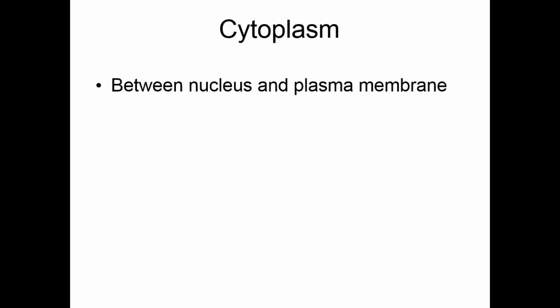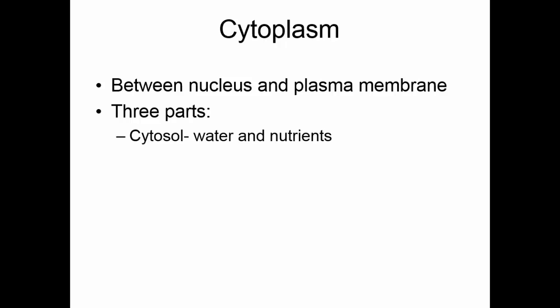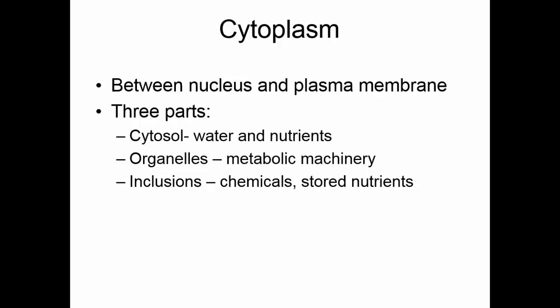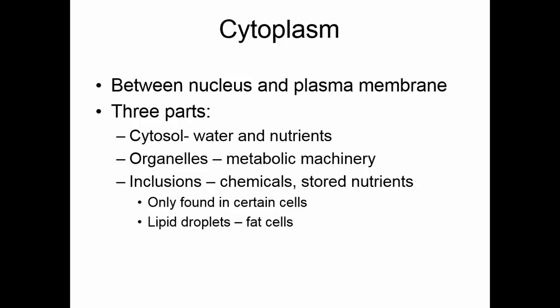The cytoplasm is that part of the cell between the nucleus and the plasma membrane. There are 3 basic parts to the cytoplasm. The cytosol is the water and the nutrients. The organelles are the metabolic machinery of the cytoplasm, and inclusions are chemicals and stored nutrients. Only certain cells will have inclusions. For example, fat cells have lipid droplets. The liver cells will have glycogen granules.